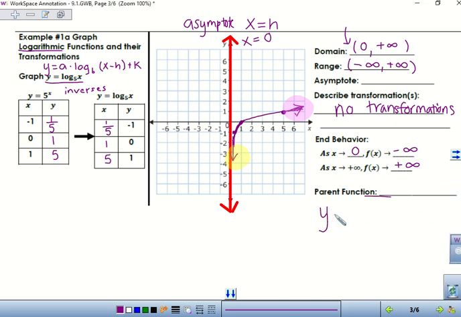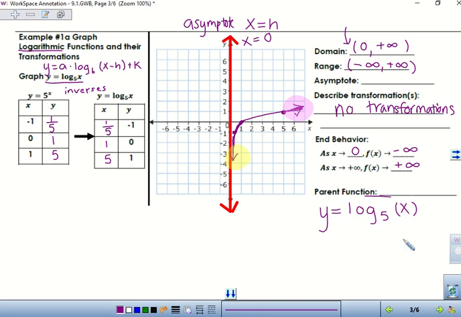Now, for the parent function on this, I'm going to write it down here so I have more room. Anytime you have no transformations, your parent function is always just whatever your original equation was, okay? So a parent function is where we take the equation and we remove the transformations. But as you can see, there were no transformations to remove. So the parent function is the function itself, okay?